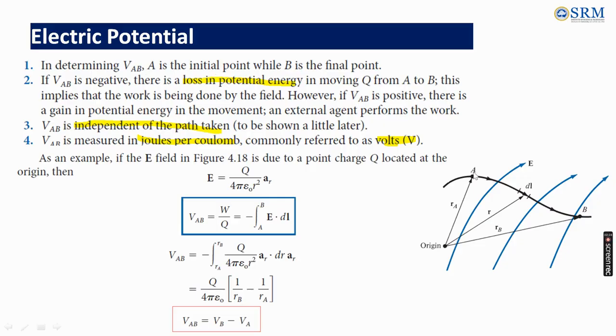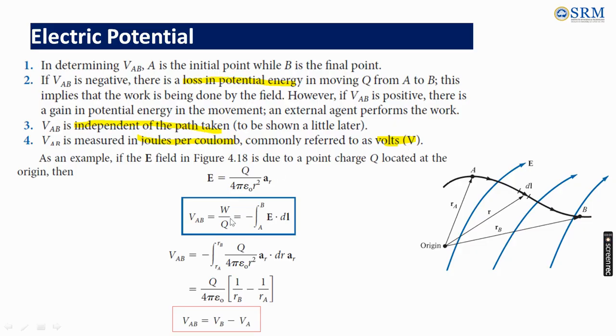If you are interested in finding VAB, we know that A is the initial point and B is the final. If it is negative, it is called a loss in potential energy, and if VAB is positive, it means there is a gain in potential energy. One more thing, VAB is independent of the path taken, which we will see in the upcoming slides. We measure the potential difference in joules per coulomb because it is work done per charge, or we can measure it in volts also.